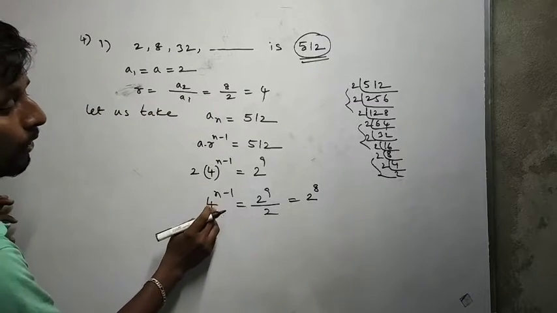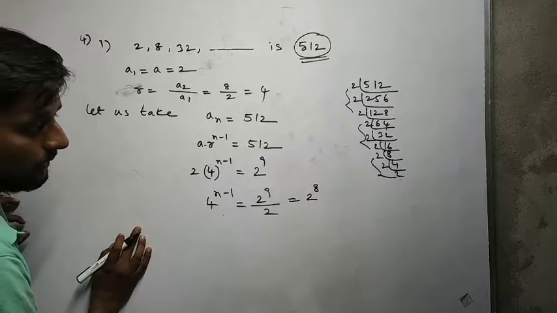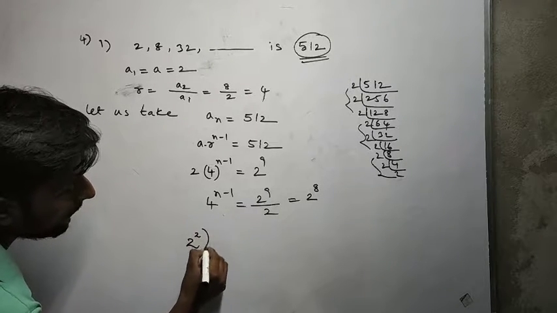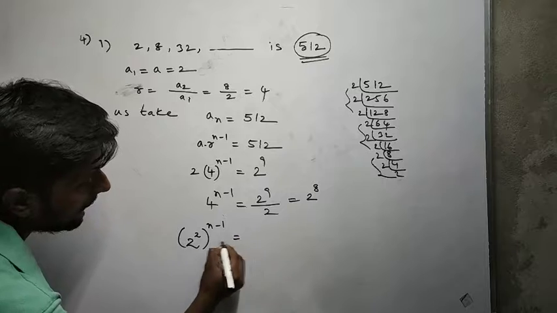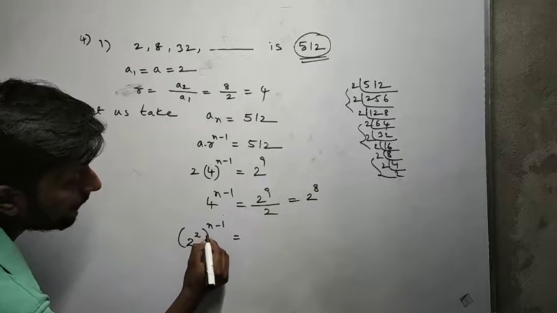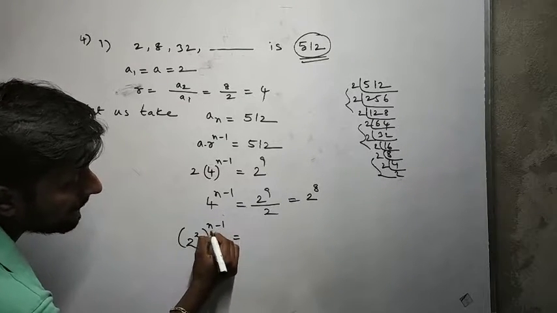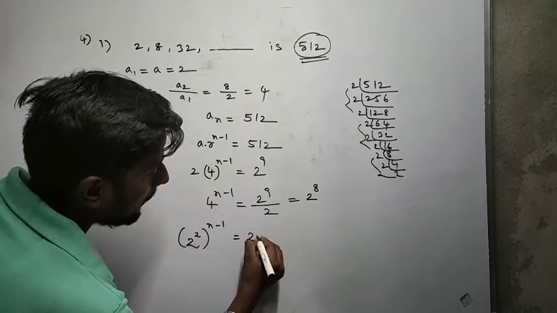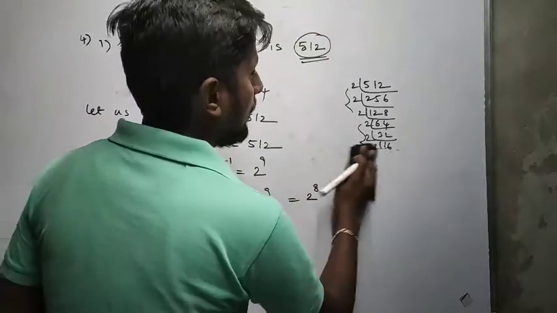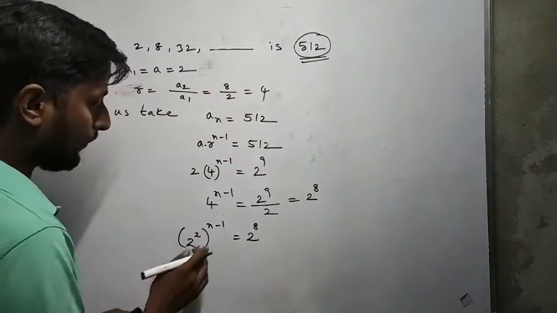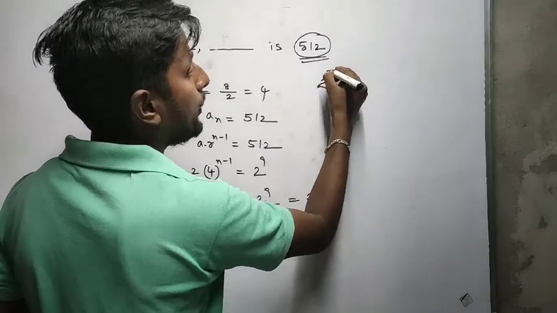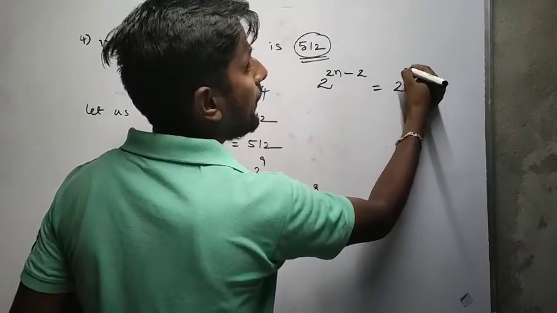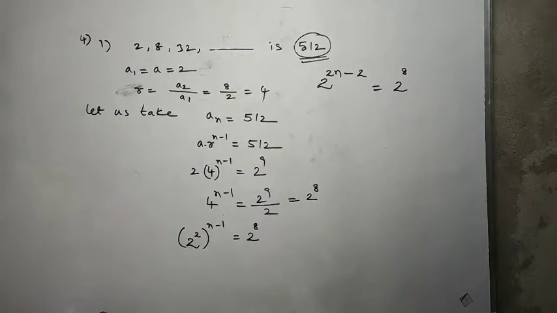But as you know, 4 we can also write as 2 square. Am I right? Yes. Now here I can write 2 square whole power n minus 1. It is in the form of a power m whole power n, that is mn. It represents mn. Is equal to 2 power 8. So simply if you do that, we'll write 2 power 2n minus 2 is equal to 2 power 8.